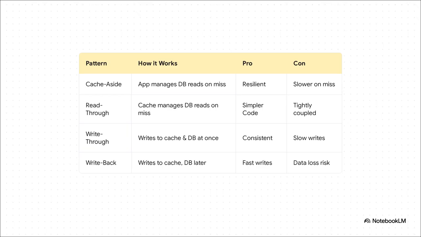And the polar opposite of that is write back. Your app writes to the cache, gets an immediate OK, and moves on. The cache then saves that data to the database later, in the background. This is crazy fast for the user, but you see the risk, right? If that cache goes down before it saves to the database, poof, that data could be lost.